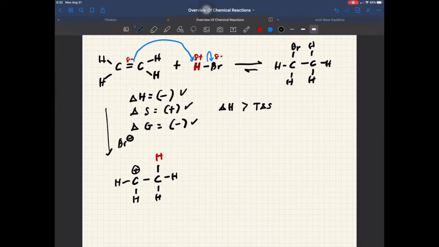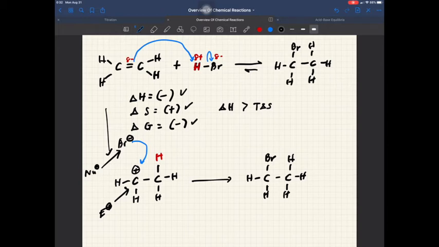And since your carbocation is a good electrophile and your bromide ion is a nucleophile, it will react with your carbocation to form the final product, which is this product. Take note that this carbocation is called a reaction intermediate, meaning it is only a transient species that occurs during your reaction.